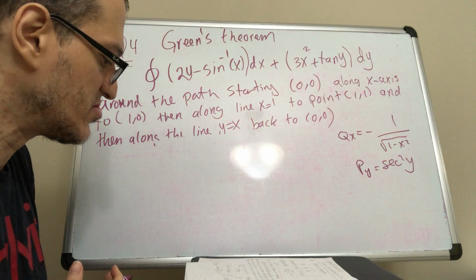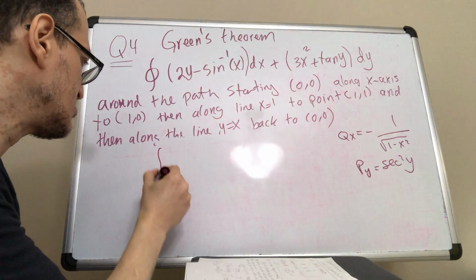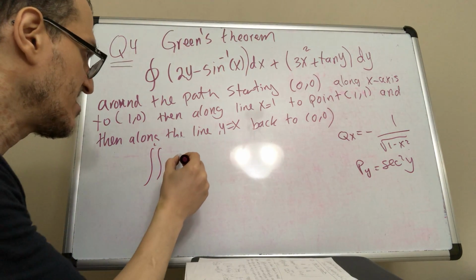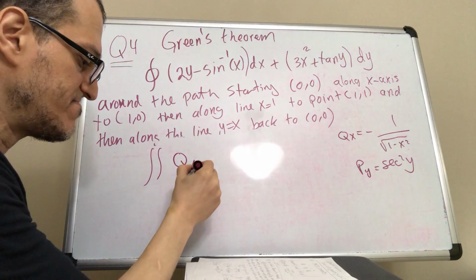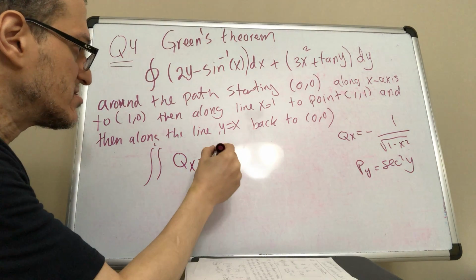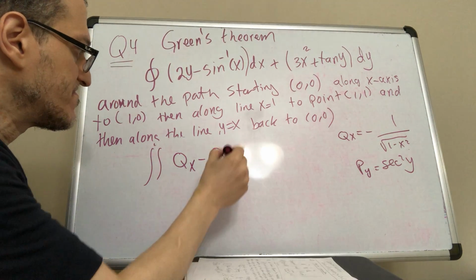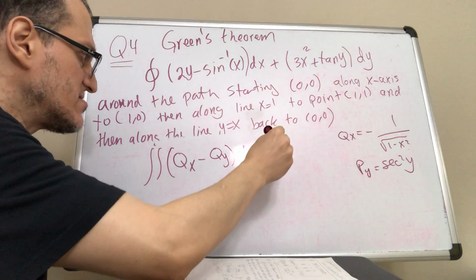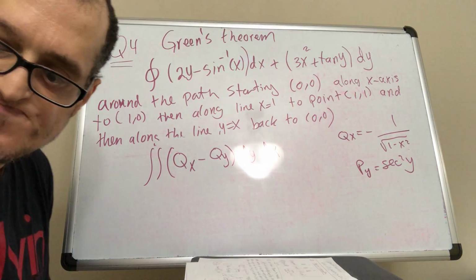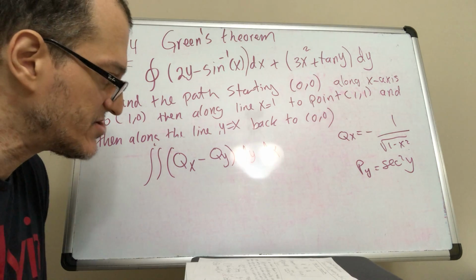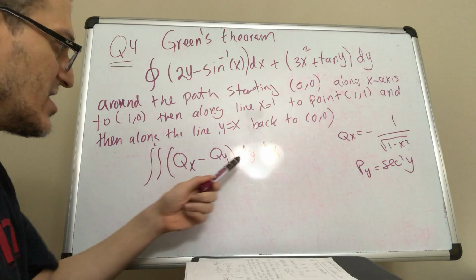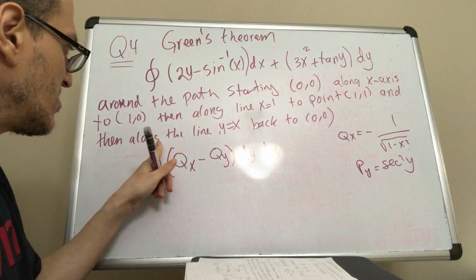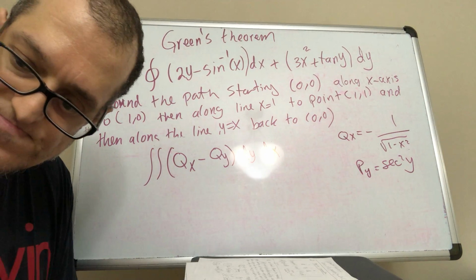So, the rule says you need to integrate Qx minus Py, dy dx. But to actually integrate, we need to know the limits. What are the limits for y and what are the limits for x?